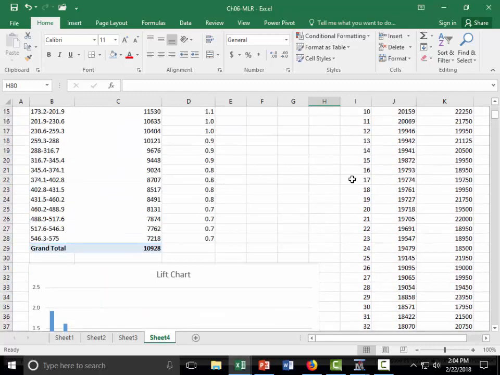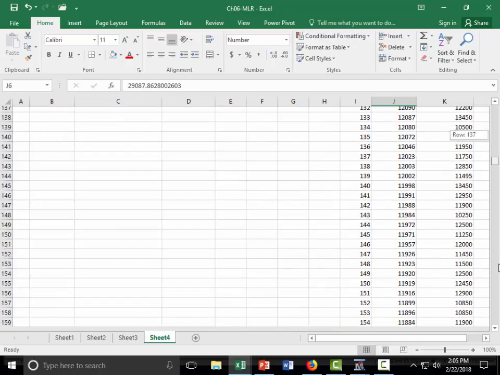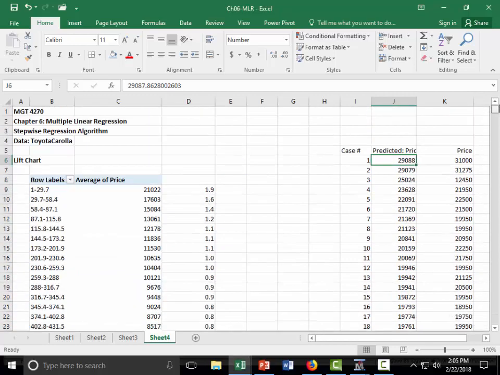What we did was divide the observations into 20 sets with an equal number of observations, which is good, which is what your textbook describes. But what SAS does is it takes the range of predicted values, going from 4,214 all the way to 29,088, and divides that range into 20 equal parts. So you will have a slightly different type of graph.